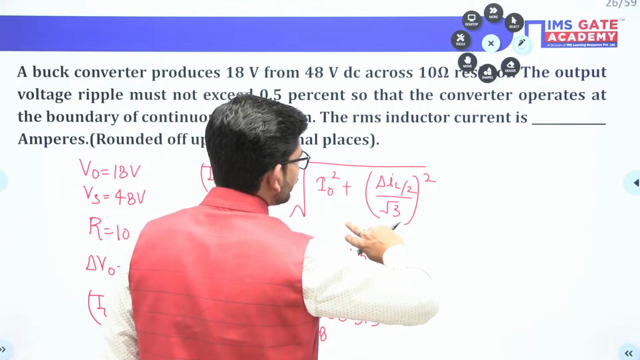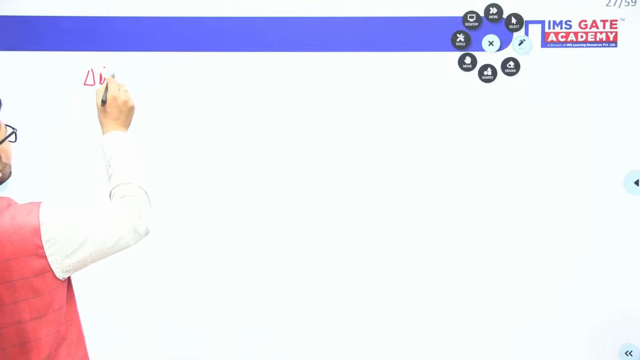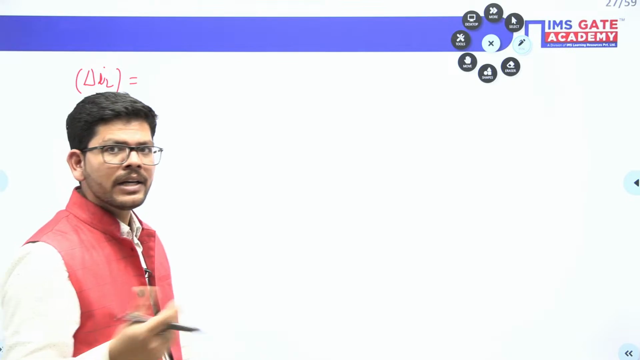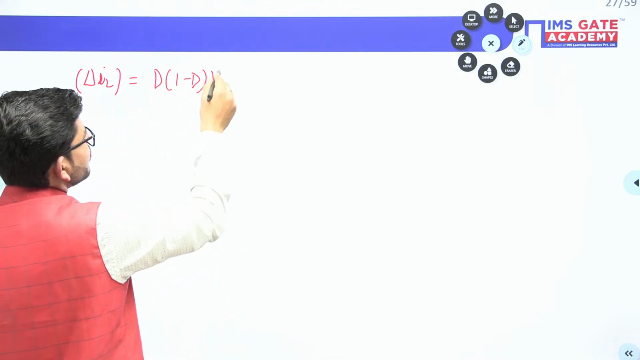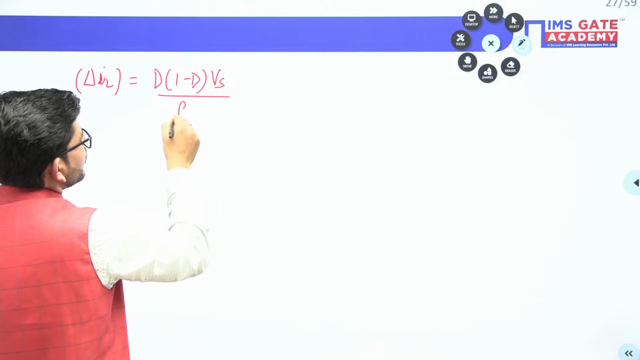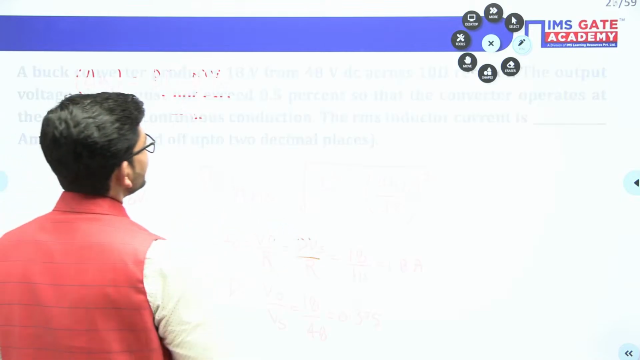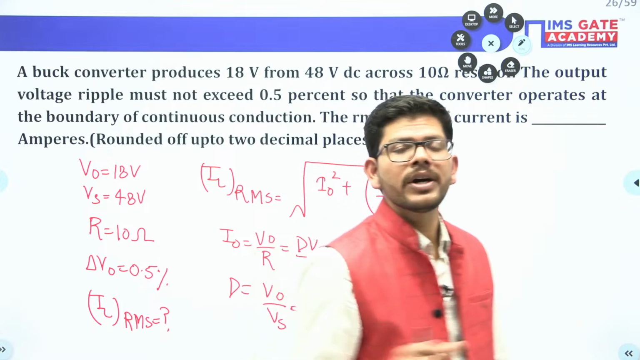Next thing that we have to calculate is del IL. I think you know how to calculate del IL, and in case you forget, by practice this will be there in your mind. It is d(1 minus d)Vs over Fl. So I think we don't have the L value here. Do we have the L value, guys? L value is not given to us.